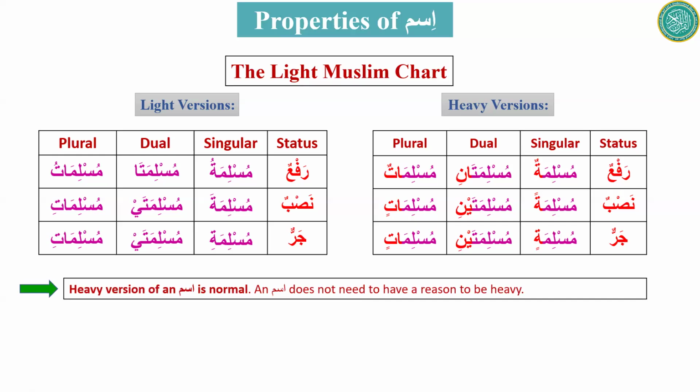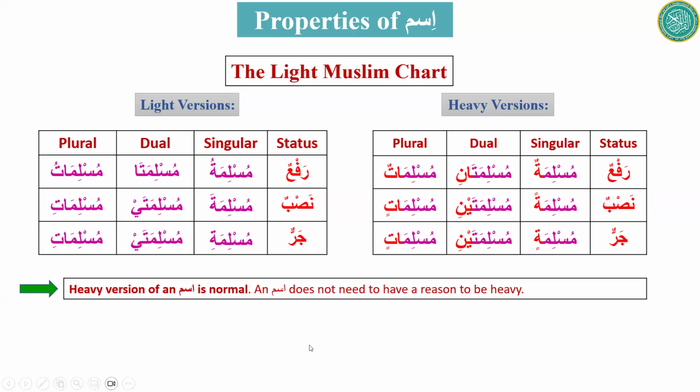The heavy version of an ism is normal. So when you see a heavy word, you don't have to worry about why it is heavy. Like when the sky is blue, do we worry why the sky is blue? No, that is normal, right? Similarly, when an ism is heavy, it is normal. We don't have to find a reason why it is heavy, because that is its normal format, normal shape.